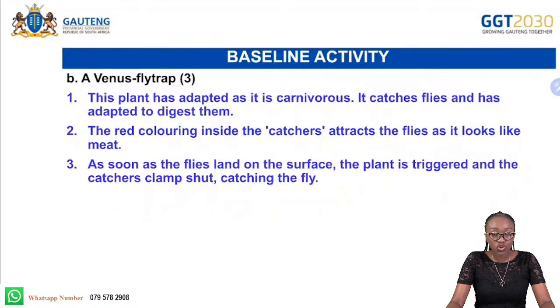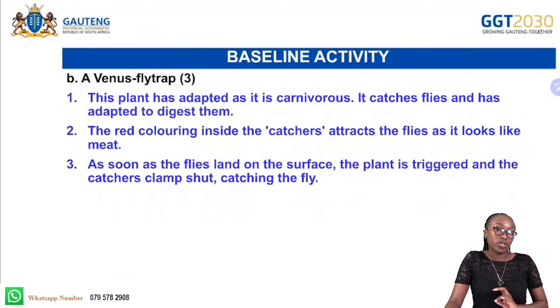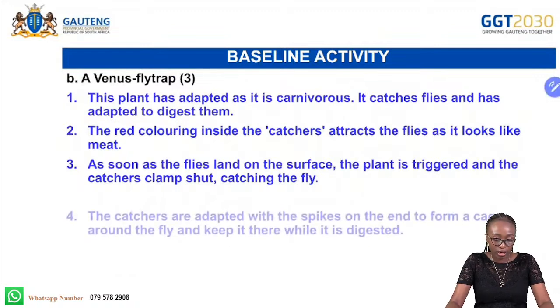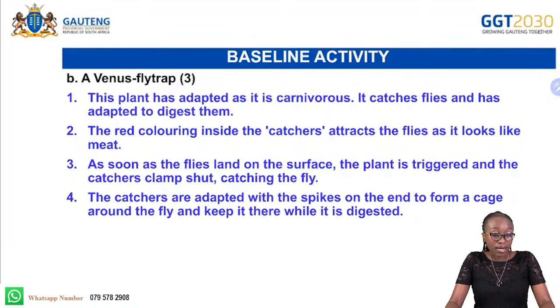As soon as the fly lands on the surface, the plant is triggered and clamps shut, catching the fly. So the fly will come and sit on the open flower, and then the flower clamps shut or closes and catches the fly. Then the catchers are adapted with spikes on the end to form a cage around the fly and keep it there while it is digested.